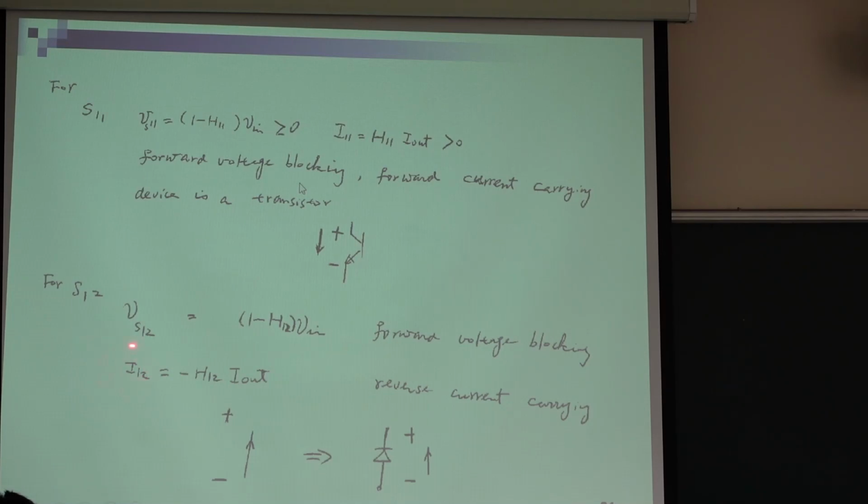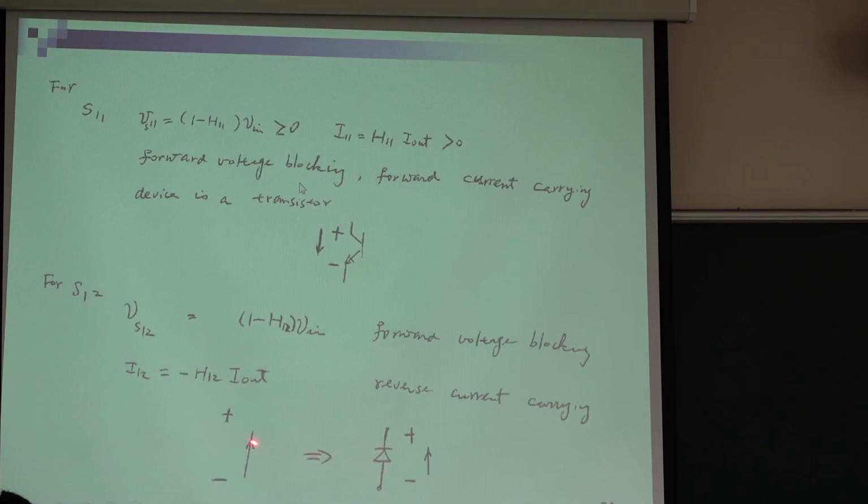How about current? Current is here: minus H12 times I out. I out is always positive. H12 is equal to 1 or 0. So if this is 1, I12 is minus I out. What does this mean? If you turn on, then the current is negative, not positive, right? If you turn off, the current is 0. So what kind of device has negative current or 0 current and positive voltage or 0 voltage?